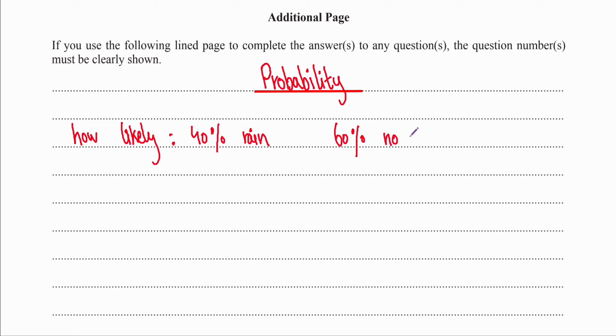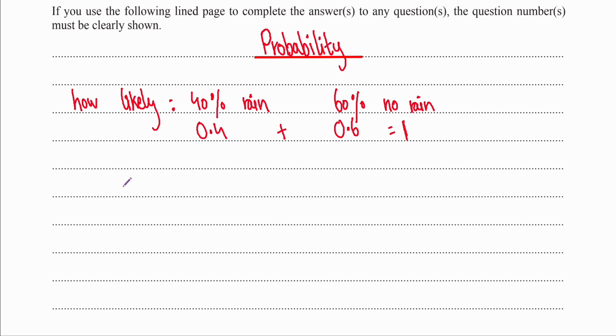You literally know this without knowing anything about probability, right? Because we know intuitively that 40% is 0.4 and then 60% is 0.6. And when you add those up, you get 1. So all probabilities add up to 1.